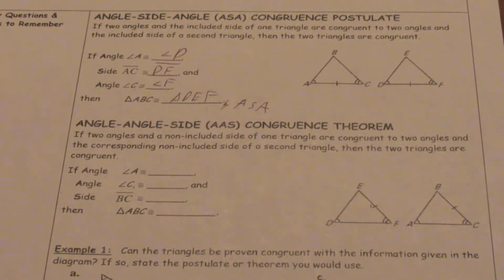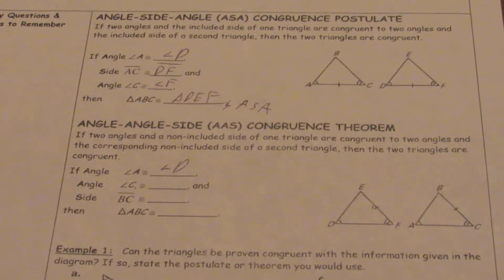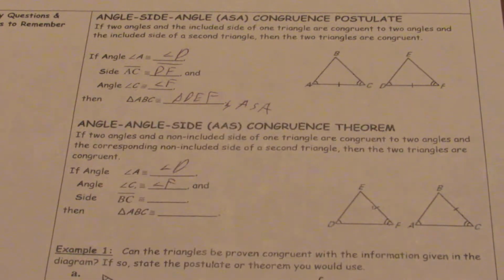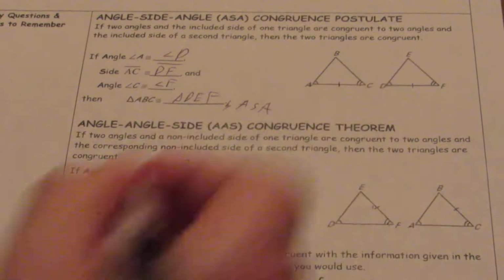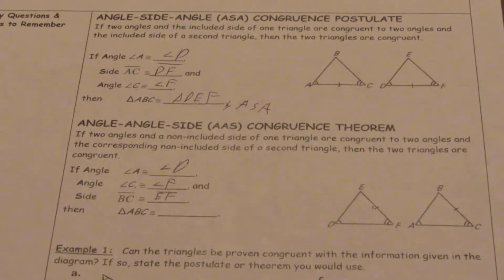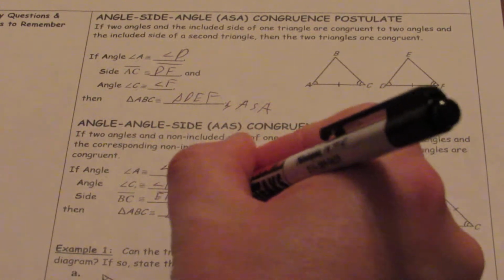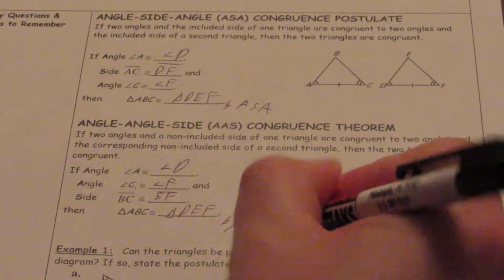but I want my 2 angles and then my side. Okay, so angle A matches with angle D, angle C matches with angle F, and BC matches with EF. So then triangle ABC matches with triangle DEF by angle angle side.